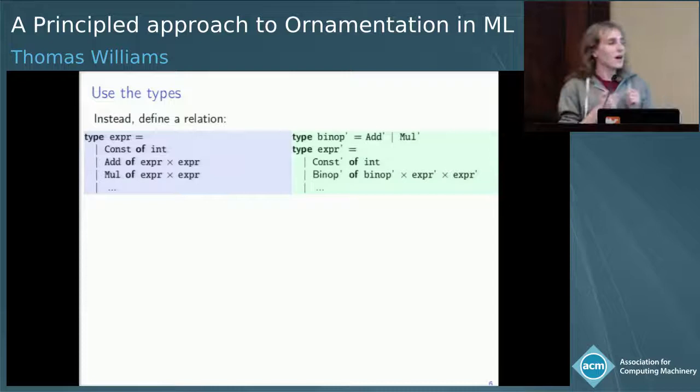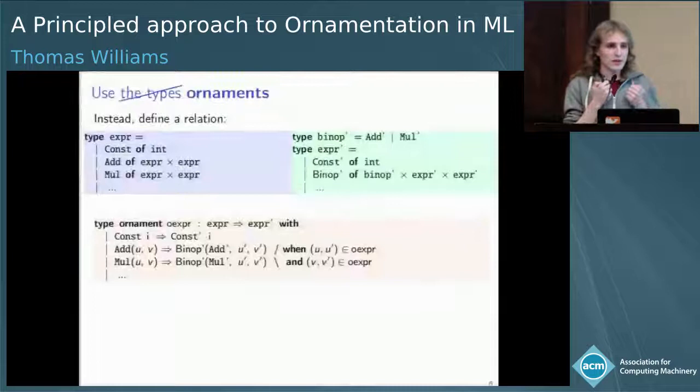So let's start again with our example. We have two types, the old type, the new type. And instead of just replacing the definition and trusting the type checker, we will define an ornament that describes the relation between these two types.